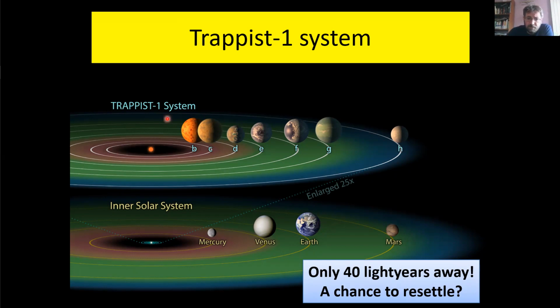And there was a Belgian group that found the TRAPPIST system. It's a red dwarf. Compared to our solar system, the size of this star system is here, the red dwarf, and then we find E, F, G, especially this F. This is basically Earth-like. Three planets in the habitable zone.